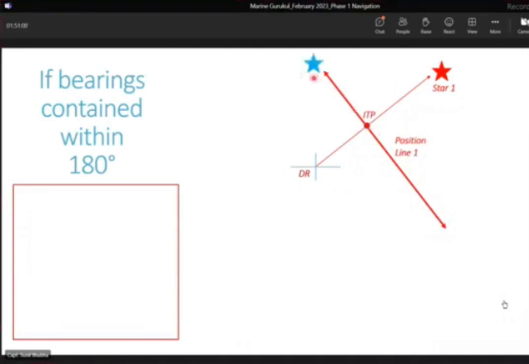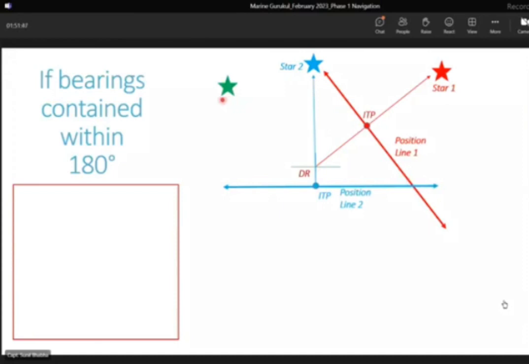Let's assume the second star which we used for our site was this blue color star, star number 2. And in this case, the intercept which was obtained was away. So let's first mark the azimuth of the star. You see the azimuth coming up. The intercept is away. So from the DR position, we move away from the body a distance equal to the intercept and we reach at the ITP. Once the ITP is there, we can now plot the second PL. You can see the blue color position line number 2 coming up in our plot.